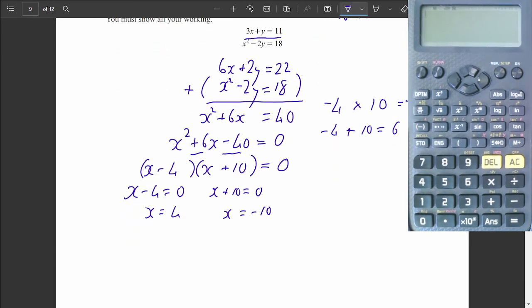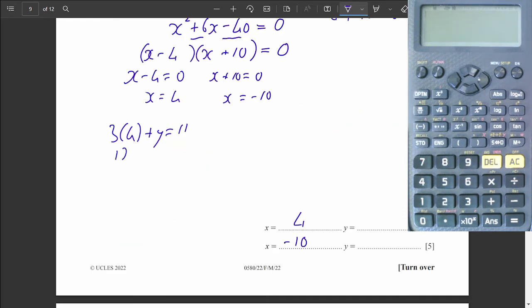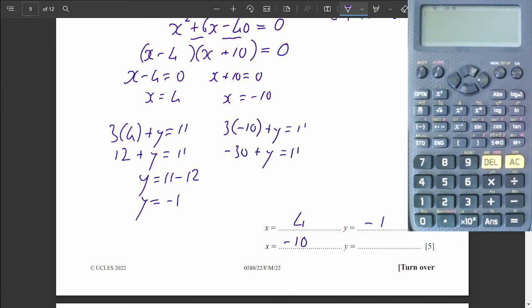Okay, so let's do that. First, the x equals 4. We now do 3 times 4 plus y equals 11. 3 times 4 is 12. Subtract the 12. That gives us y equals minus 1. For the x equals minus 10, we do 3 times minus 10 plus y equals 11. That gives us minus 30 plus y equals 11. That gives us 11 plus 30, which gives us y equals 41.